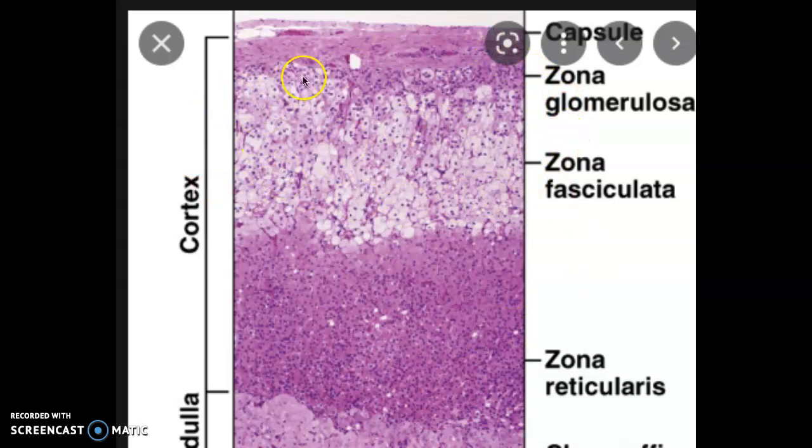And another strategy is to always go for this nice clear zone, and you know the other two zones. Which is a fasciculata, and you know the glomerulosa is above it, reticularis is below it.